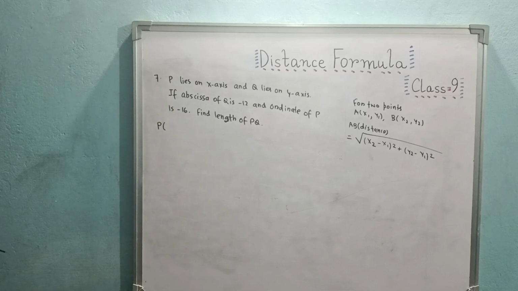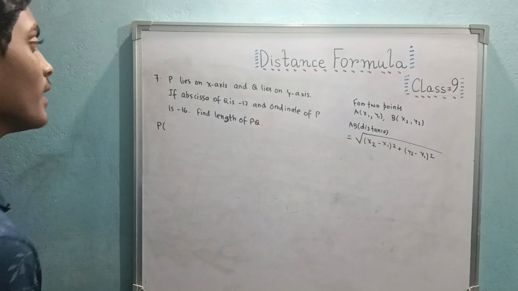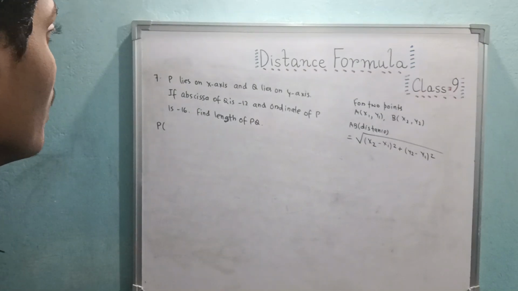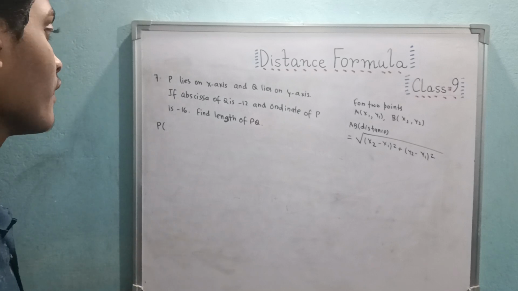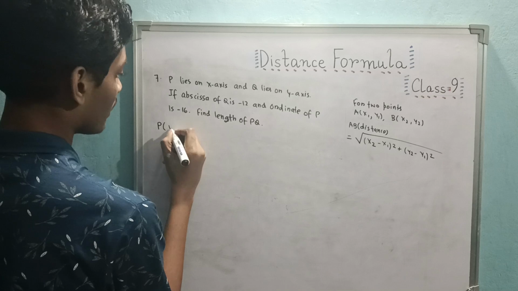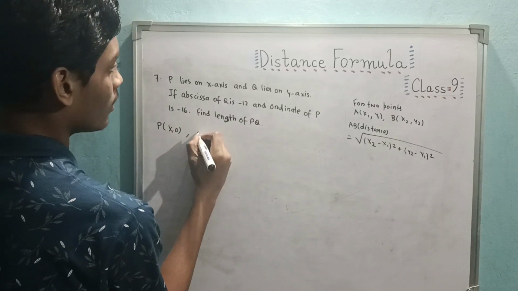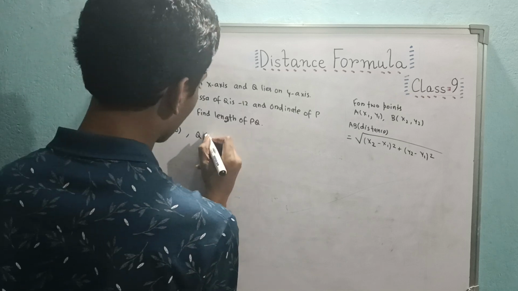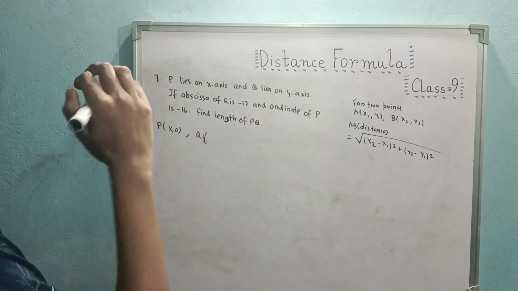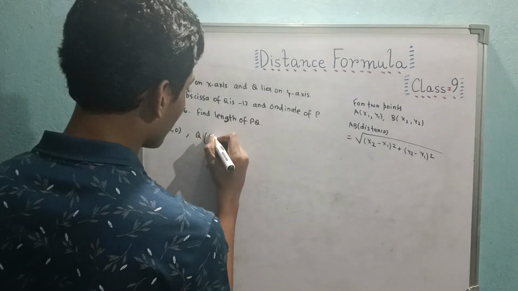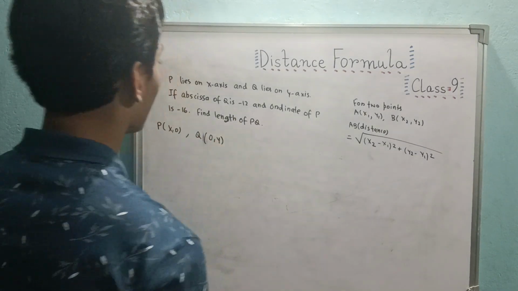No worries. So see this point P, it lies on the x-axis. So the y-axis is missing here, right? That means the ordinate is missing. So we can consider the point P as x comma 0. And Q is what? It is lying on the y-axis, that means the x-axis is not involved, that means the abscissa is not there. So you can consider it as 0 comma y.